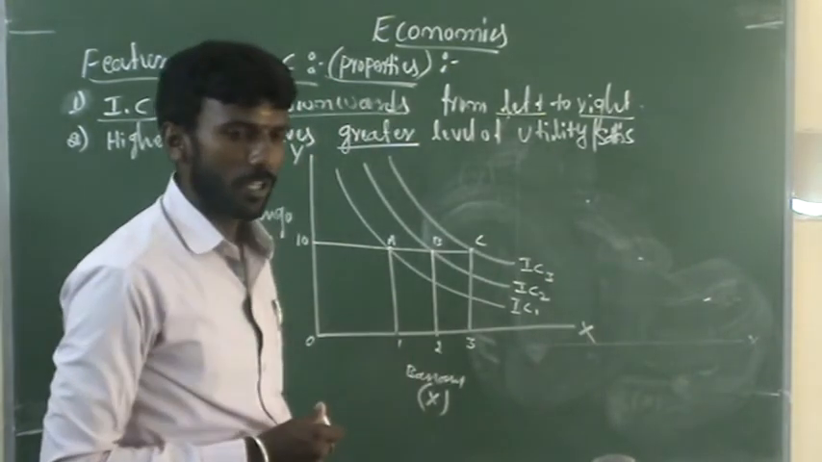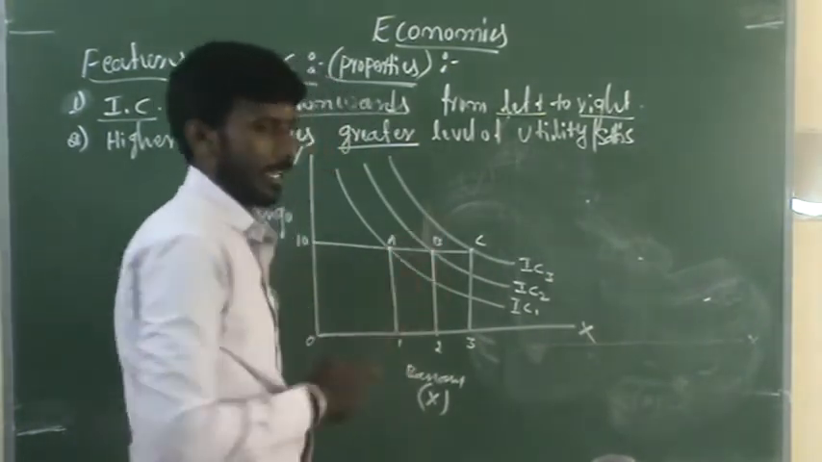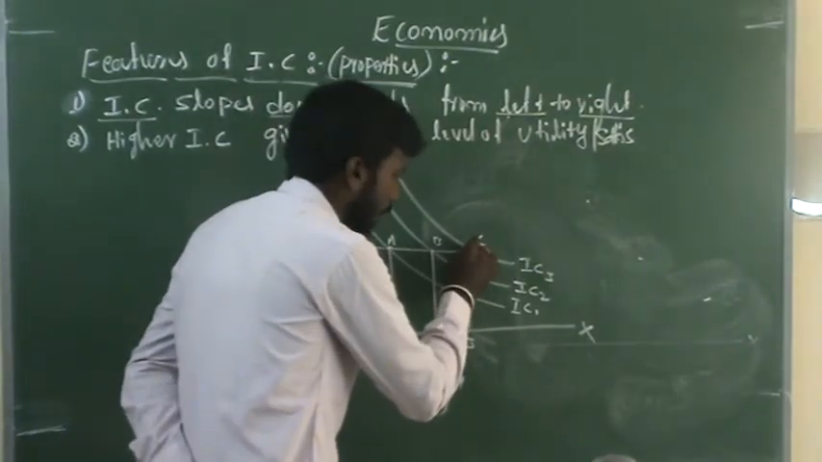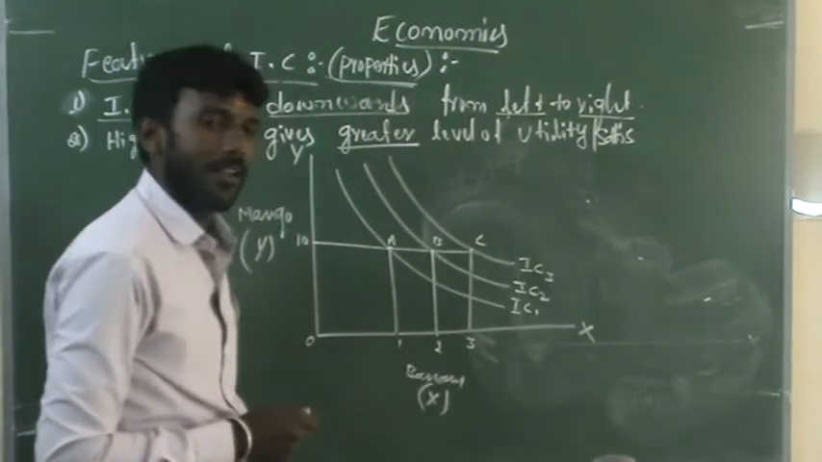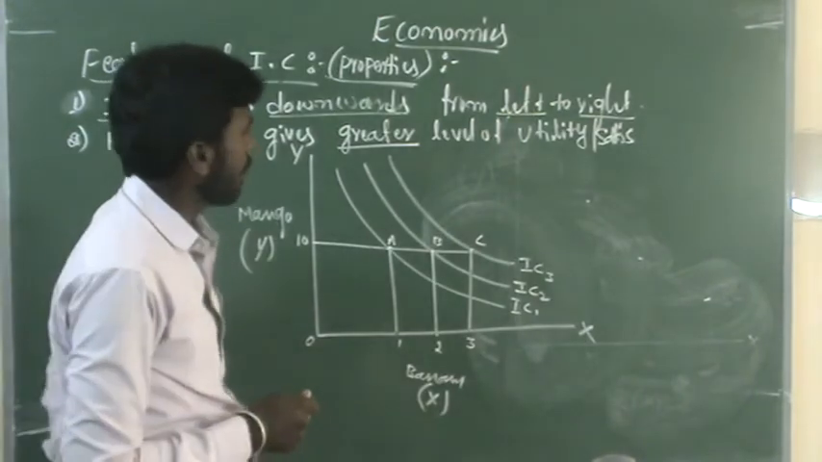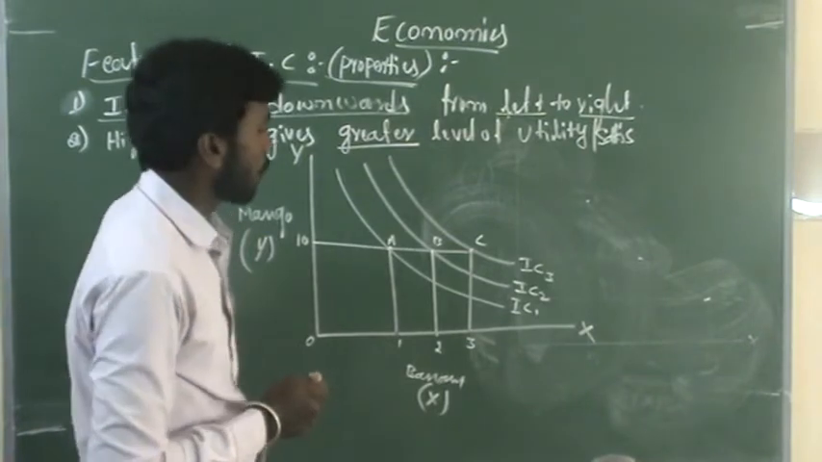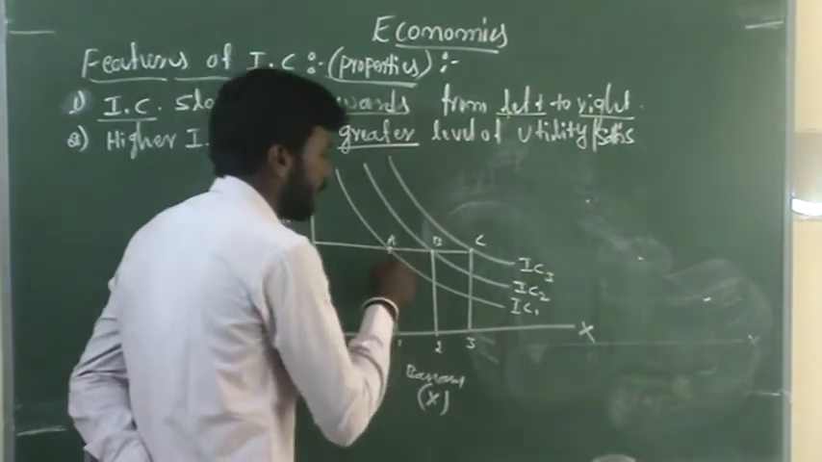Now coming to the point C, it denotes the higher level of satisfaction, or it gives the greater level of utility or satisfaction while we are comparing with the points A and B.